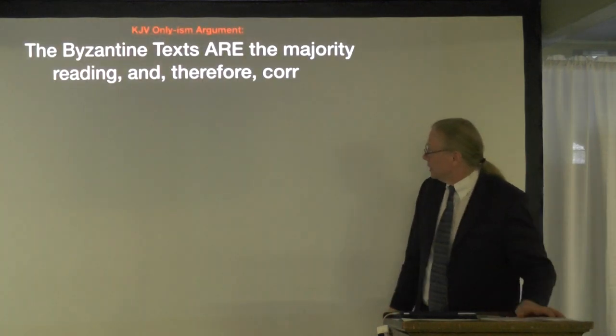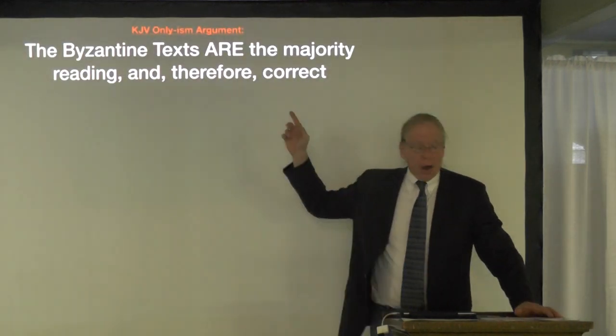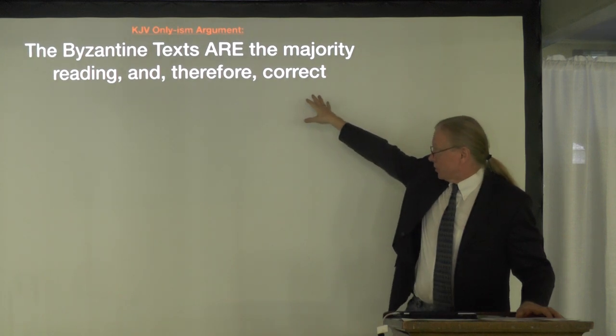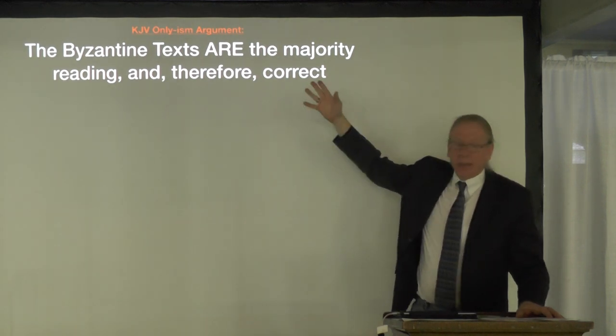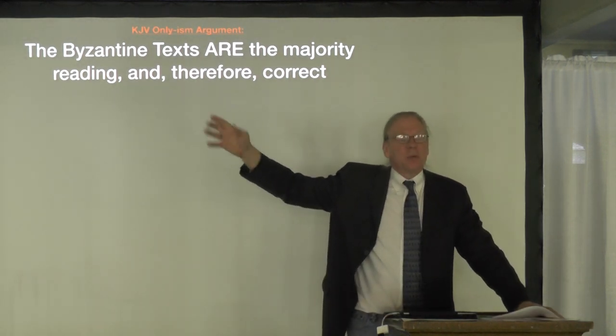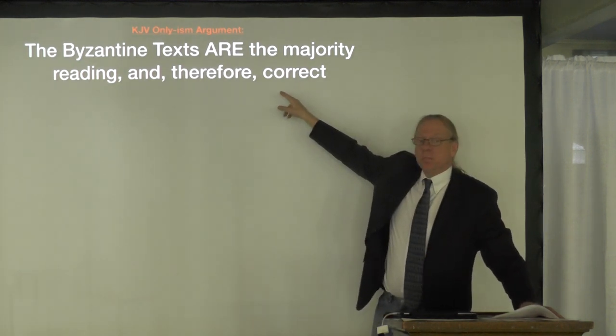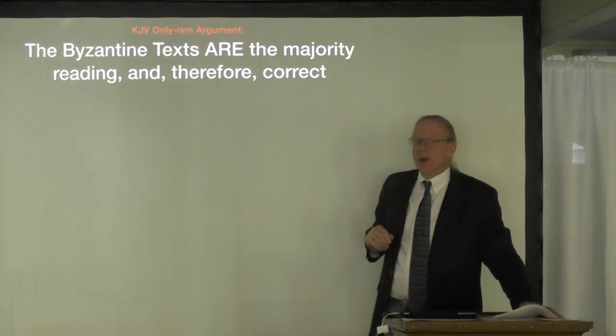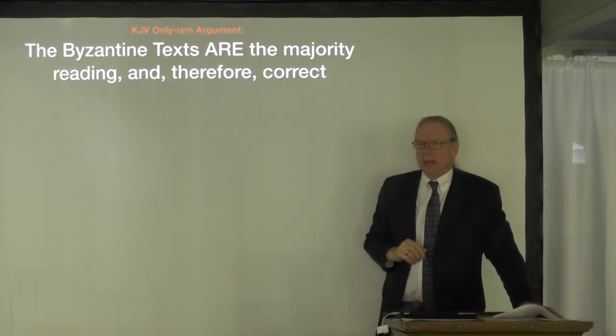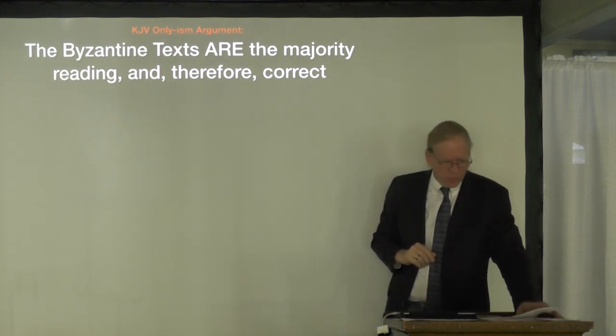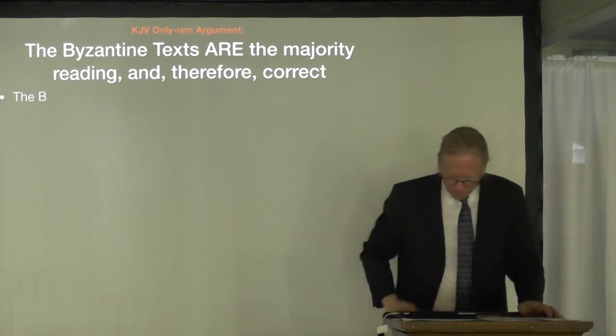So Byzantine texts are, as I said to you, the majority texts. And King James-onlyism thus says, because the majority of Greek texts kind of reflect these Byzantine texts, they are therefore the correct one. That's absolutely stupid and absolutely ignorant. I'm going to tell you why.